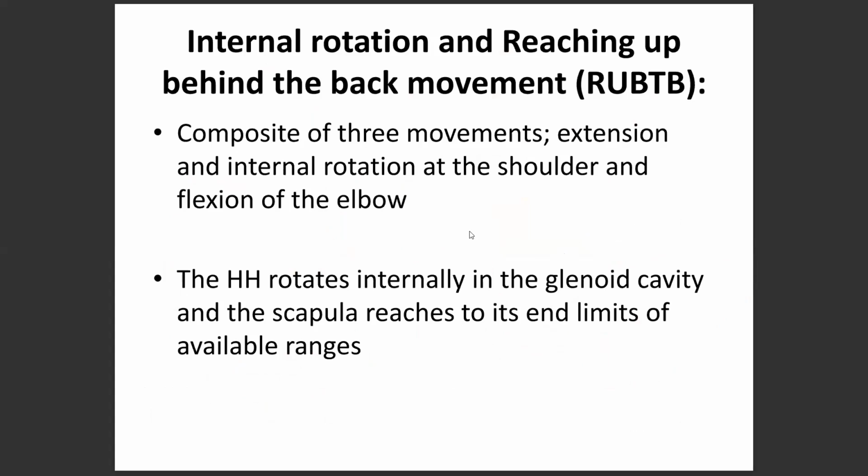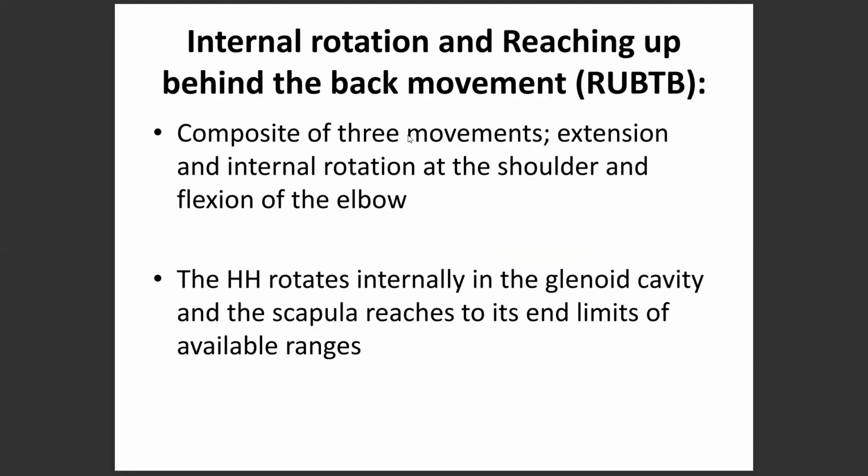There is another movement which is one is hand behind the head, the other is the hand behind the back, and the third movement is the reaching up behind the back movement. This is actually the reaching up behind the back movement. This movement, RUTB, reaching up behind the back, is a composite of three movements: extension and internal rotation at the shoulder and flexion of the elbow.